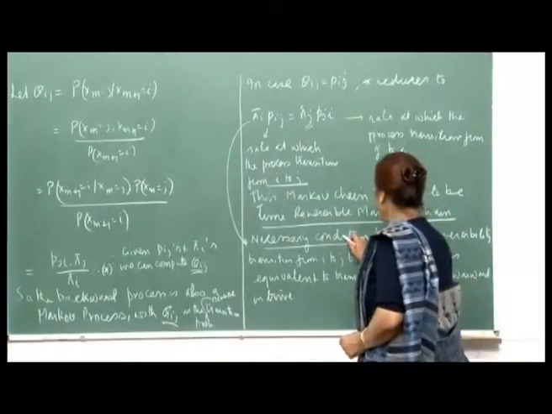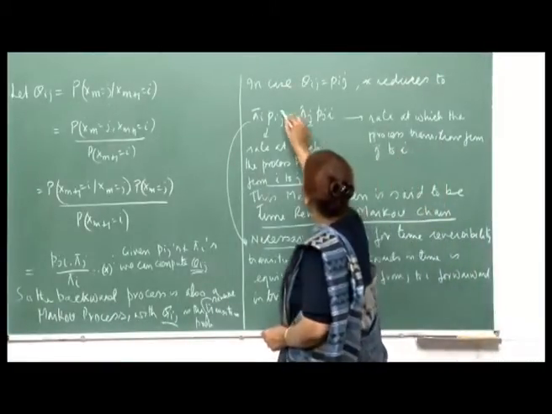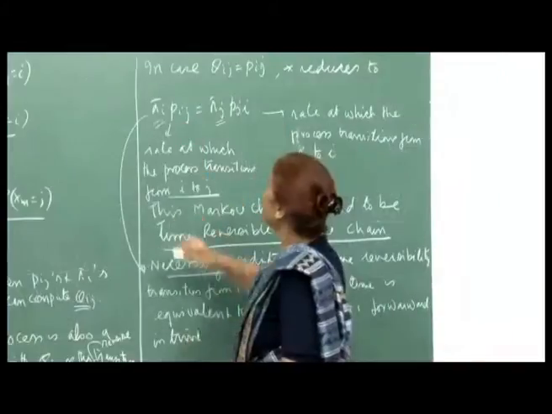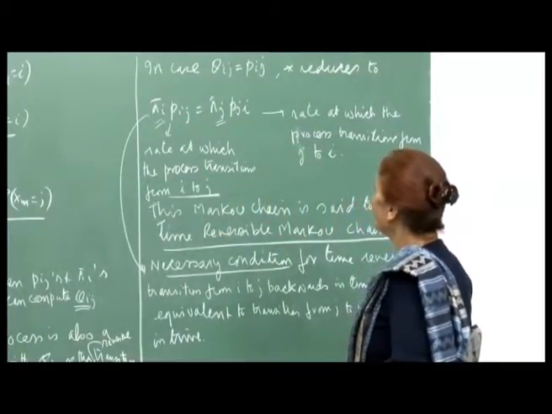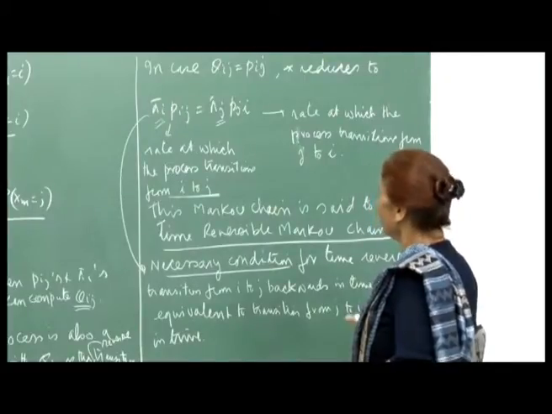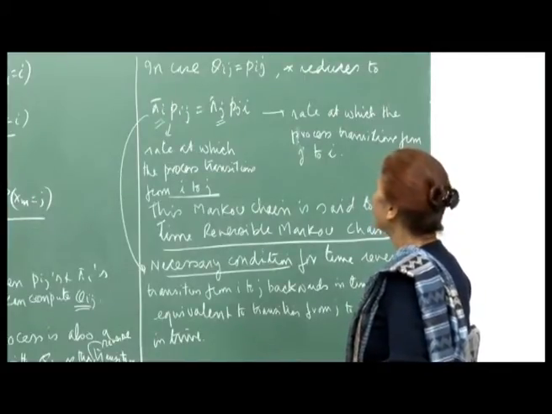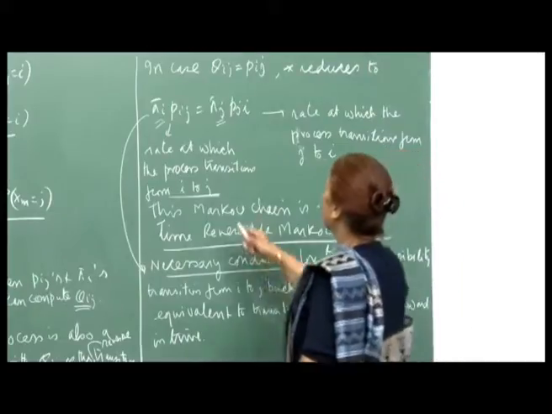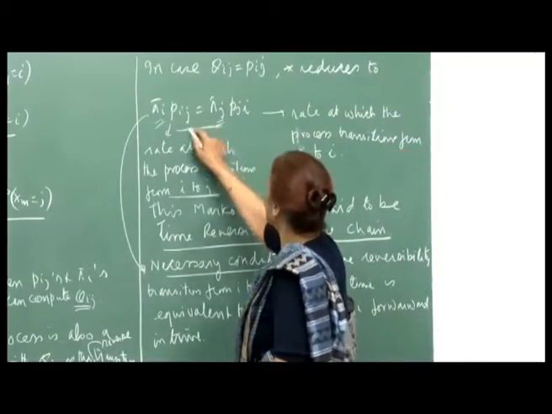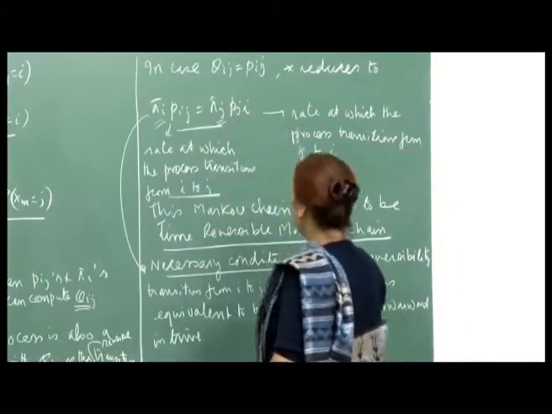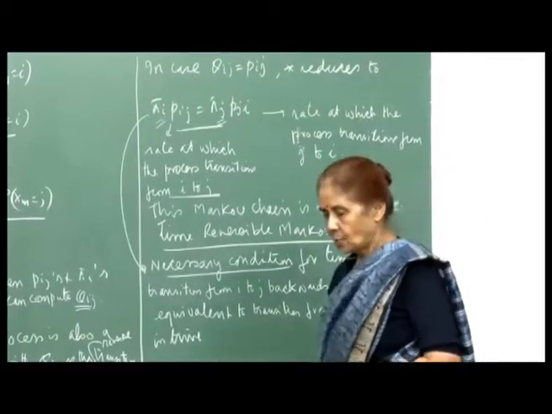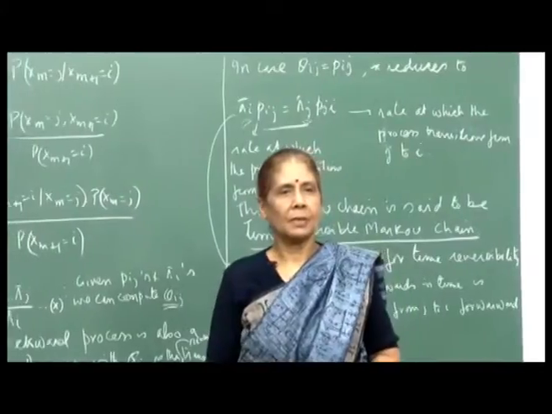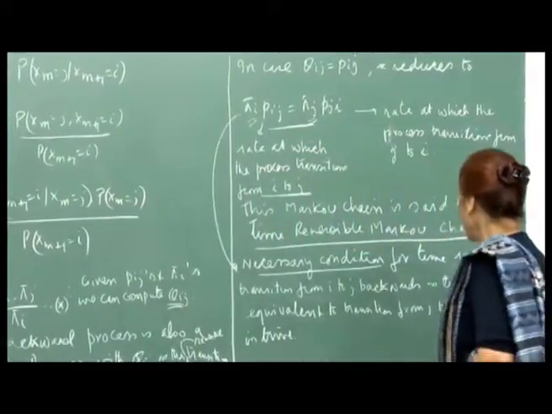So, if you have a set of transition probabilities and a set of state probabilities, which we will show are stationary probabilities, and they satisfy this equation for all i, j, then the Markov process has the property of time reversibility. This is what we are trying to say, right.